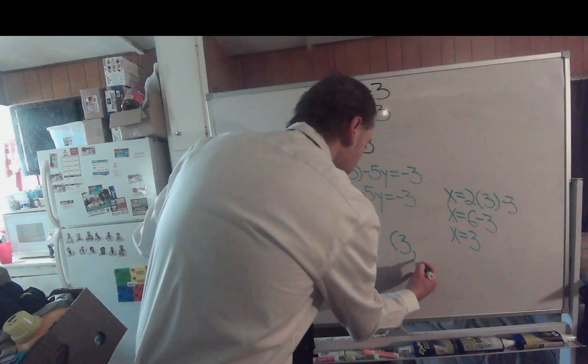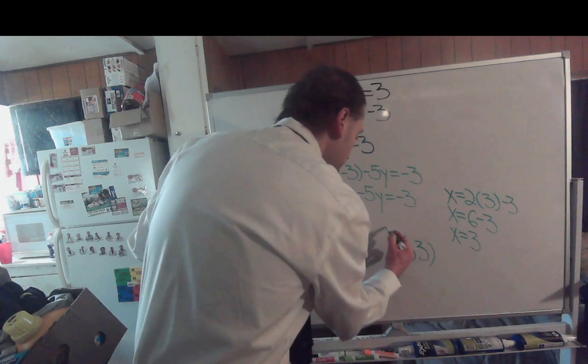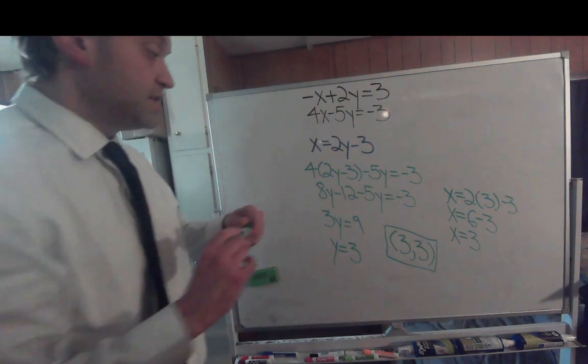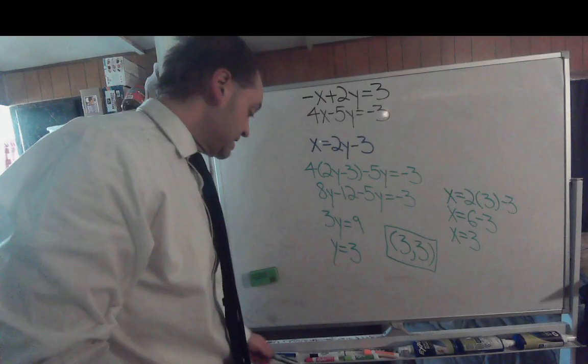That means these two lines both intersect at the point 3, 3. So the ordered pair 3, 3 is where these two lines would in fact intersect.